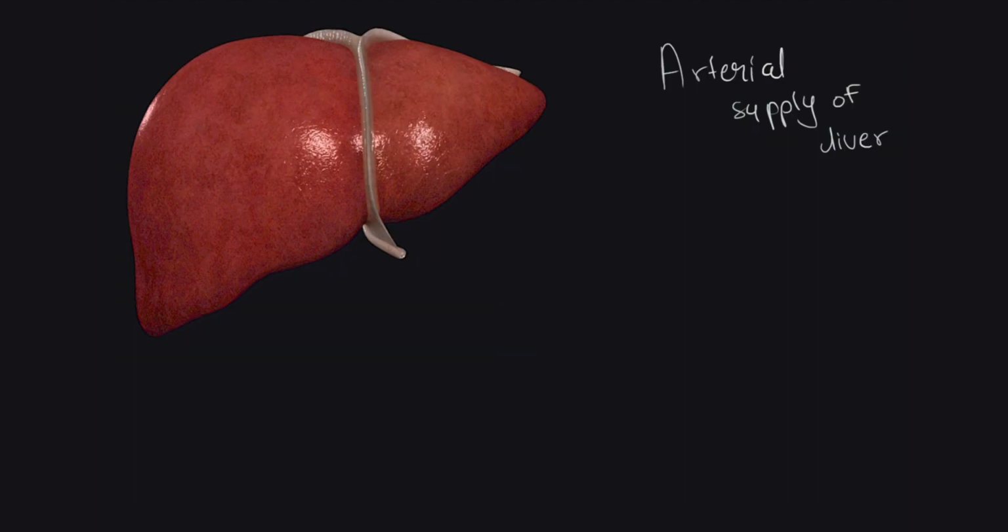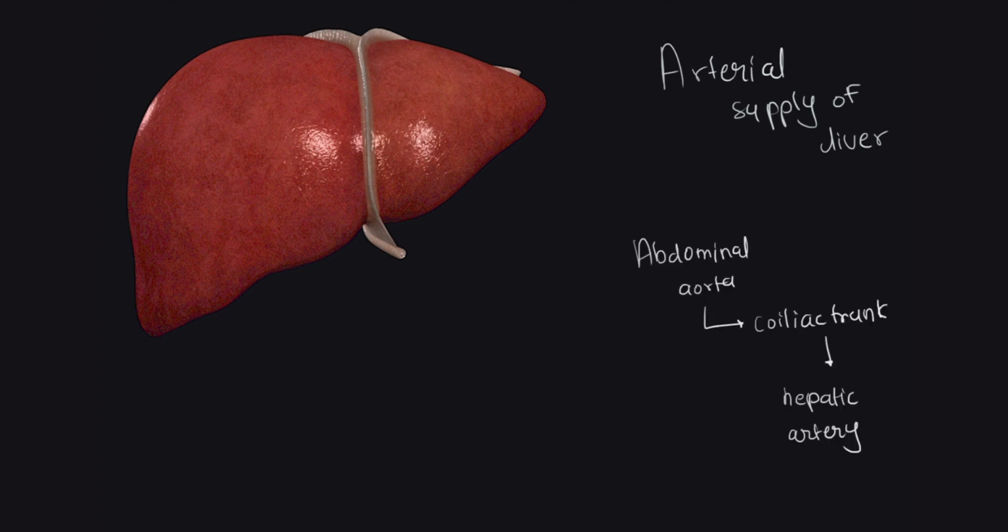Let us take a look at the arterial supply of the liver. The arterial supply of the liver is mainly done by the hepatic artery. Before we look at the hepatic artery, let us remember which major branches give off the hepatic artery. The hepatic artery comes off of the abdominal aorta, and then a part of the abdominal aorta is known as the celiac trunk, and from the celiac trunk we have the hepatic artery coming off.